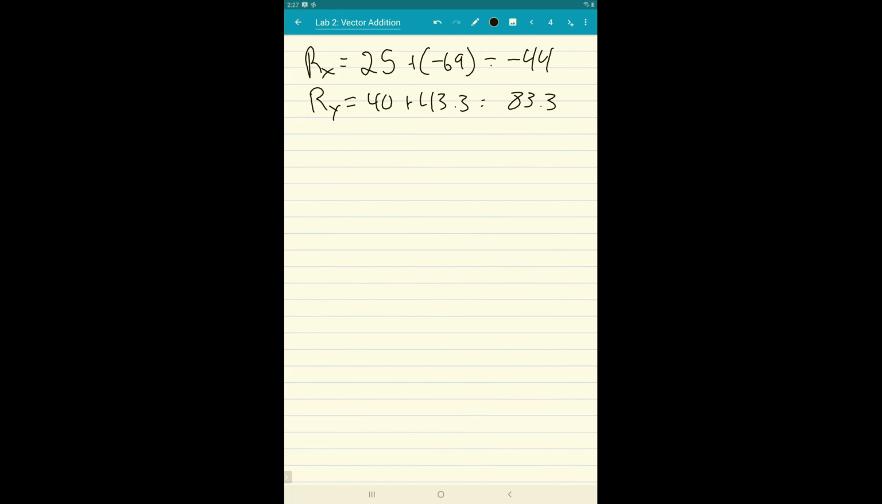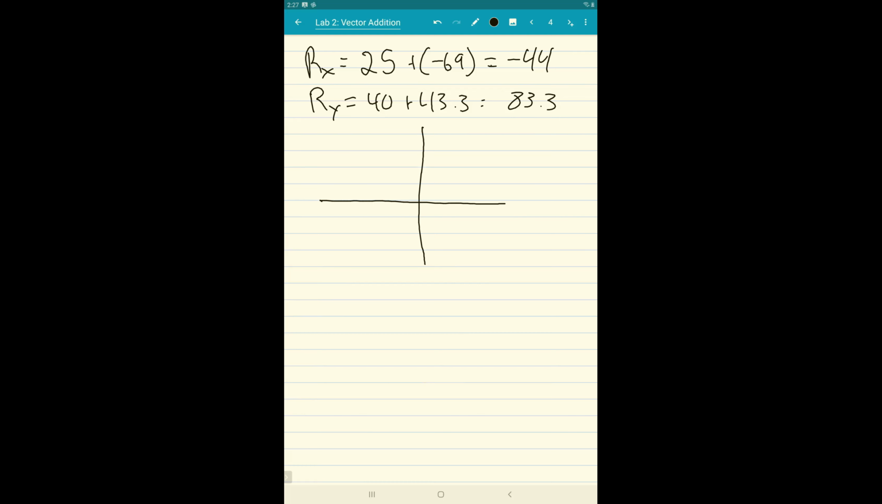Cool. So those are my new x and y components of the resulting vector, the result of adding those two vectors. And what I have now is my x and y components. I don't have the vector yet. I have the x and y components, right? So I'm not done. I'm going to draw it out really quick, just to show you where it is.